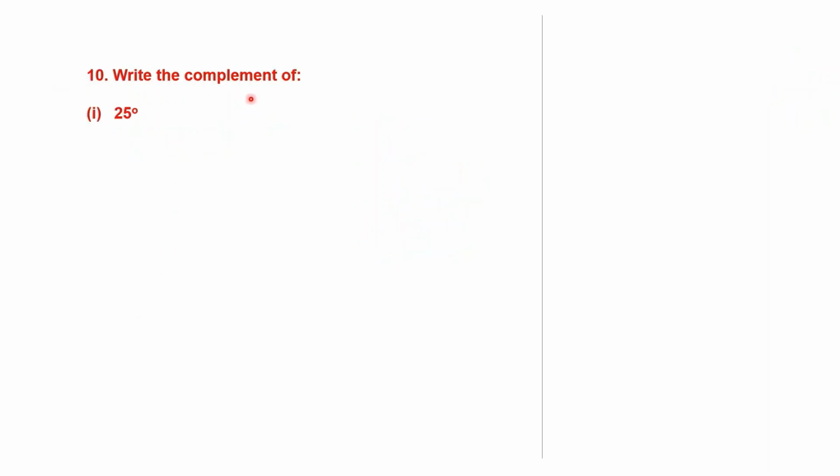Question 10. Write the complement of a few angles, and the first one is 25 degrees. Now what are complementary angles? Two angles that add up to 90 degrees are said to be complementary angles. That means for this angle 25 degrees, I need to get one more angle along with it, and together they must add up to 90 degrees. So let's find the complement of 25 degrees. This is very simple. All we have to do is take 90 degrees and minus 25 degrees from it.